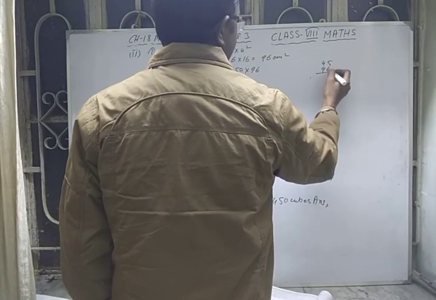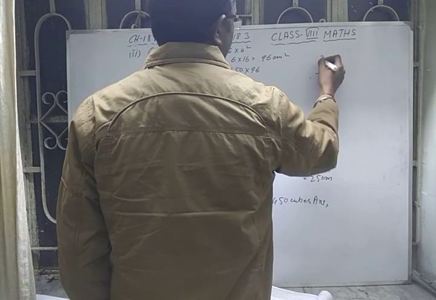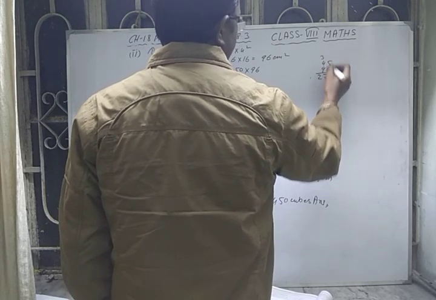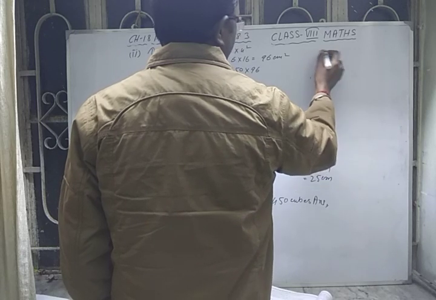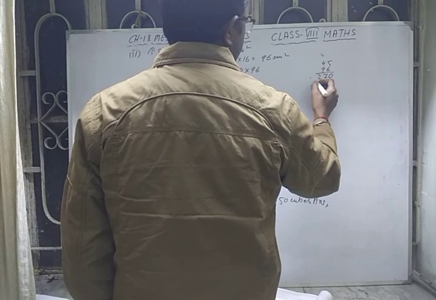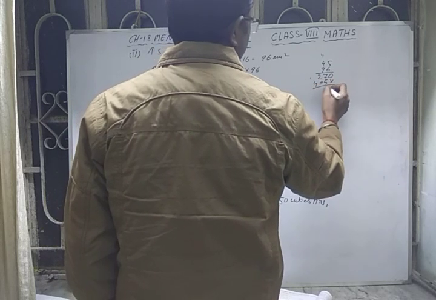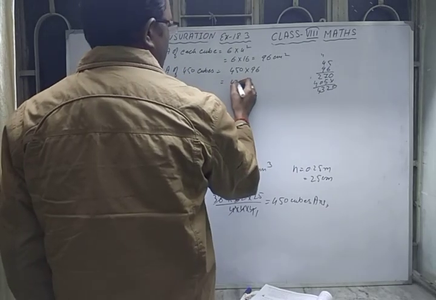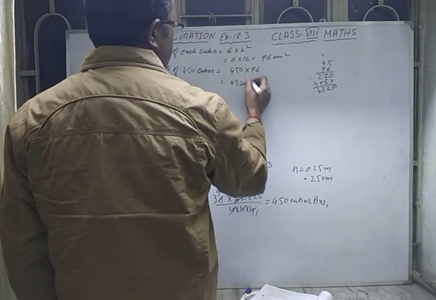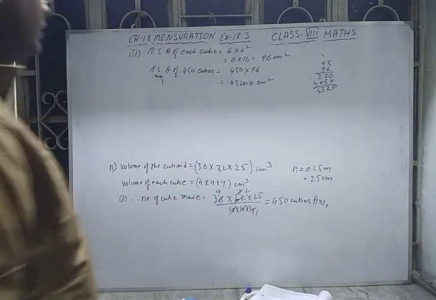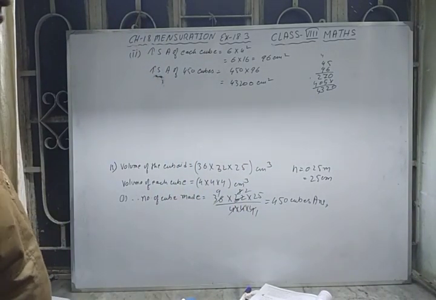Just multiply 450 into 96. So 6 5s are 30, carry over 3. 6 4s are 24 plus 3, 27. So 9 5s are 45, 5 carry over 4. So 9 4s are 36 plus 4 is 40. So this is equal to 43200 centimeter square, the total surface area of the 450 cubes.